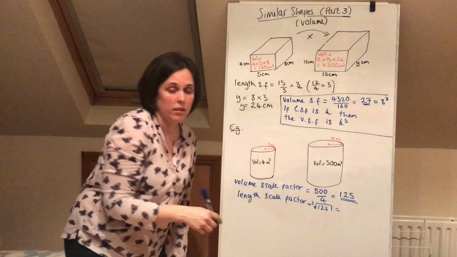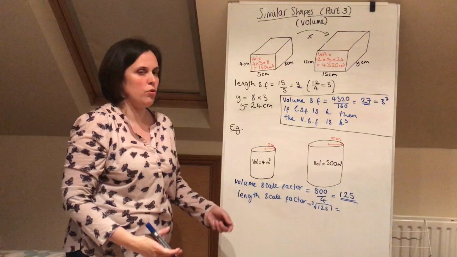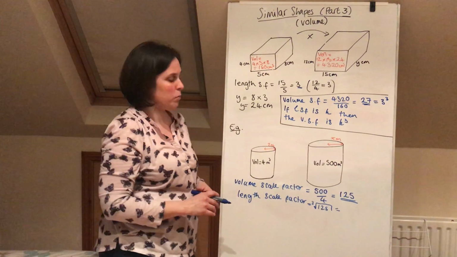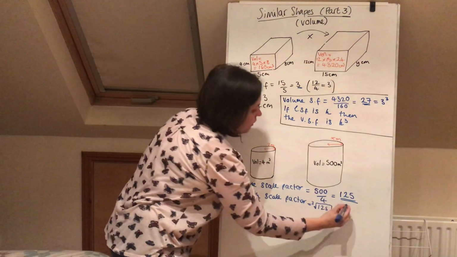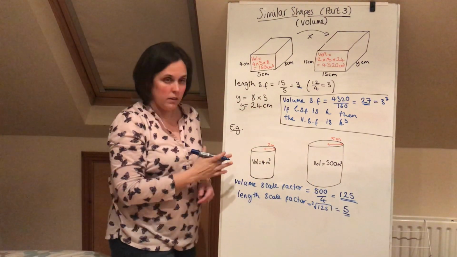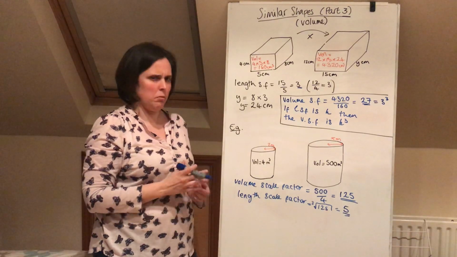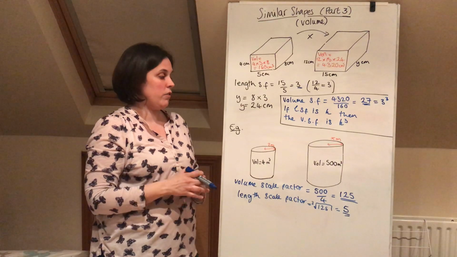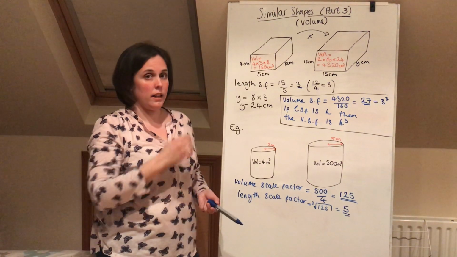Now if it's on a non-calculator paper, it will be one that you should recognise, and I would make sure that you know most of your cube numbers up to about 12. The cube root of 125 is 5. So that makes it all of a sudden a lot easier. Okay, it might seem quite complex, but if you think about it, 5 times 5 is 25, 25 times 5 is 125. Okay, and now we have our length scale factor.